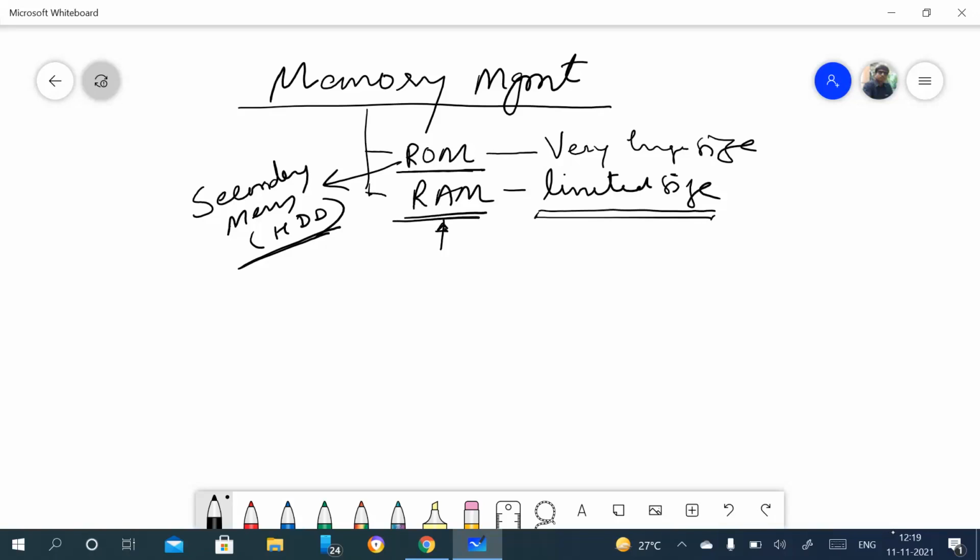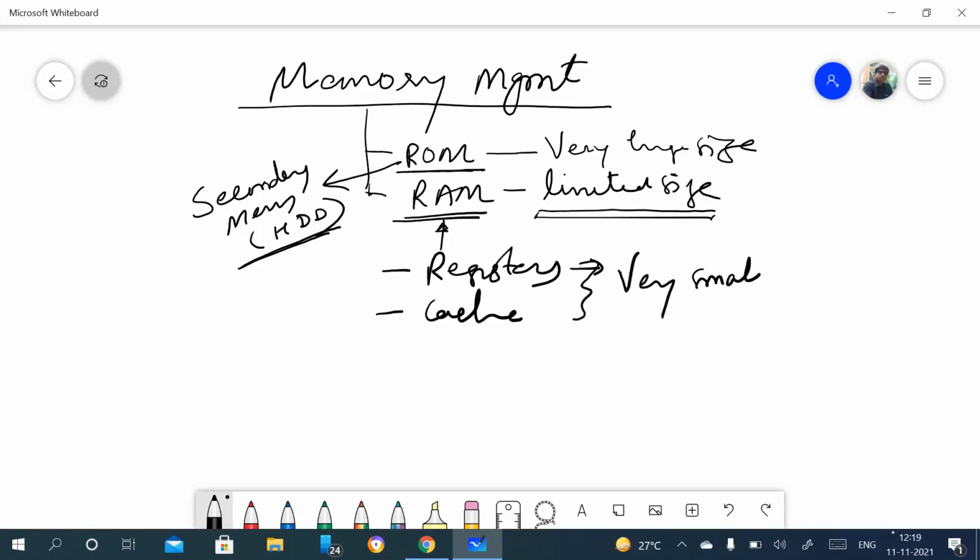Other storages are also there, like registers or cache memory. But these two are very small. As compared with these two, RAM is the bigger one. Now, whatever management is required, it is required in the primary memory, or the RAM, right?